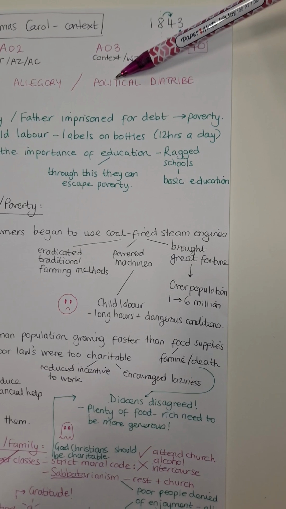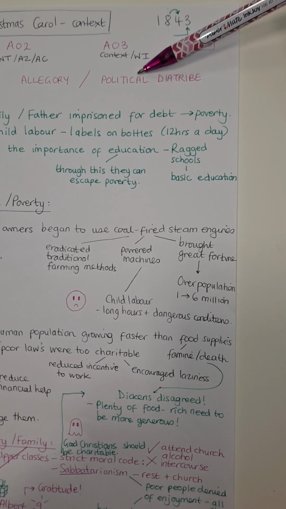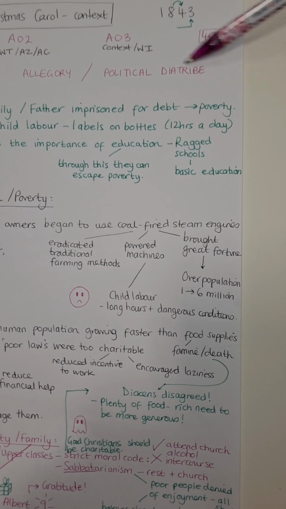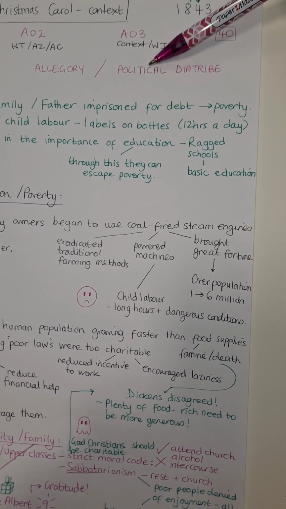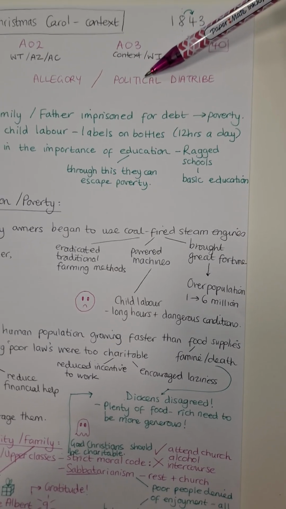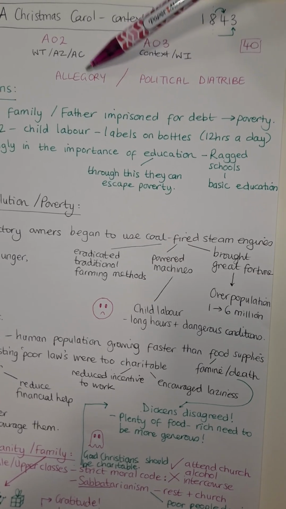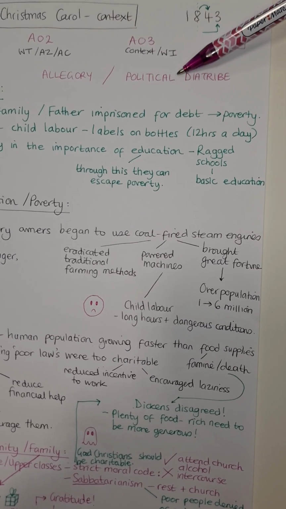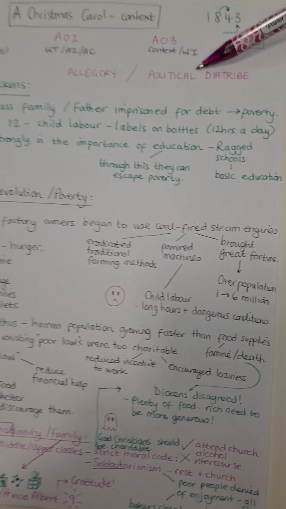You might want to use language like it was a political diatribe. So this is a very strong attack on the government at the time. The government were not supportive of the poor. So he deliberately wrote this to make a change in society, this moral message, and to attack current government policies and laws that were in place.